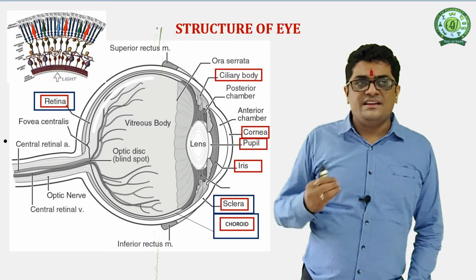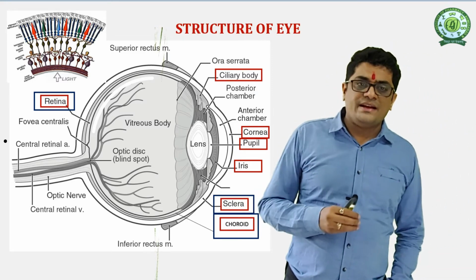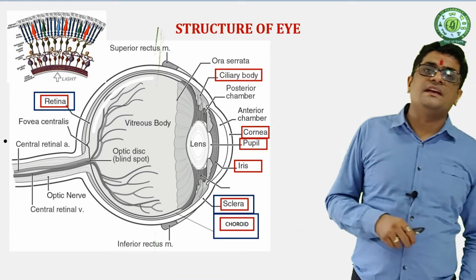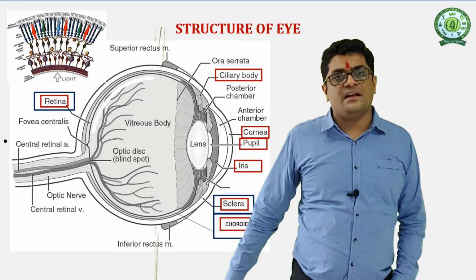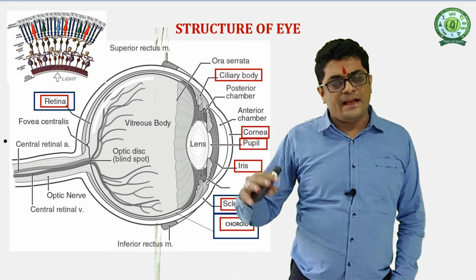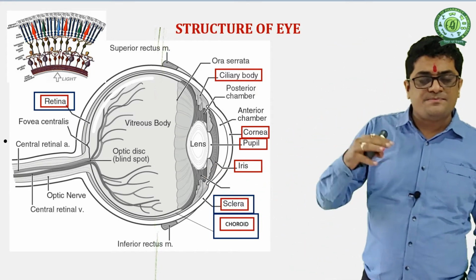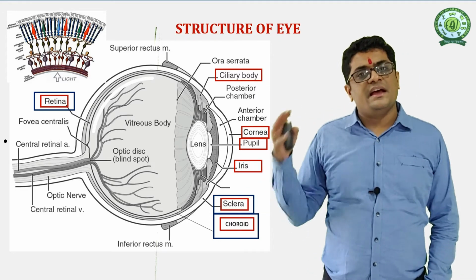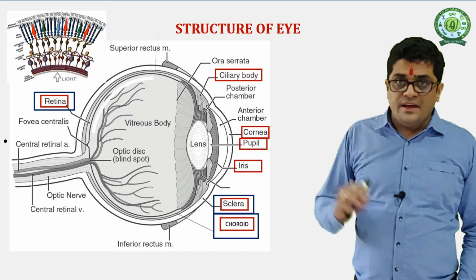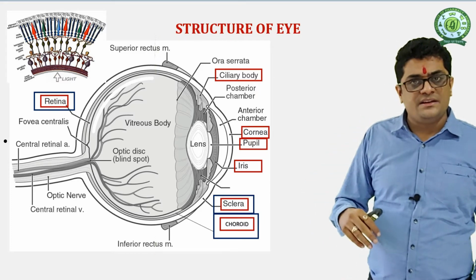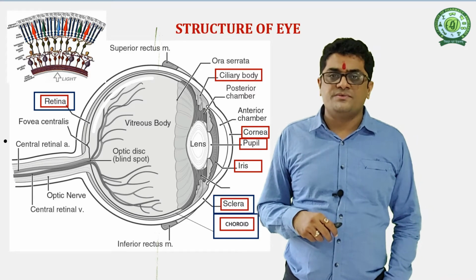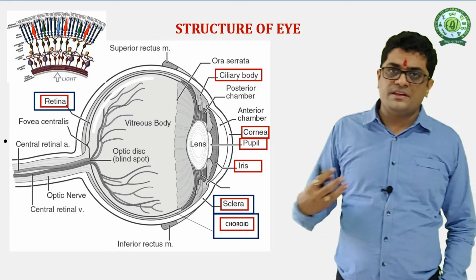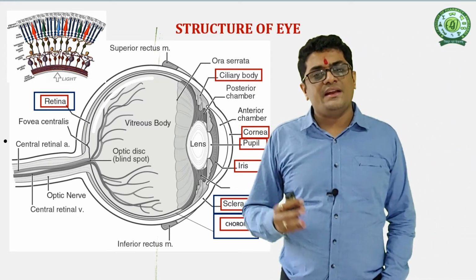The rod cell is responsible for black and white vision, whereas the cone cell is responsible for color vision. In the cone cell, it mainly possesses three types of pigments: erythrolabe, chlorolabe, and cyanolabe. Erythrolabe is responsible for the vision of the red color, chlorolabe for the green color, and cyanolabe for the blue color. If one of these pigments is absent, then the person suffers from color blindness. We all know that color blindness is a genetic disorder in which a recessive gene is responsible, and it is present on the X chromosome.